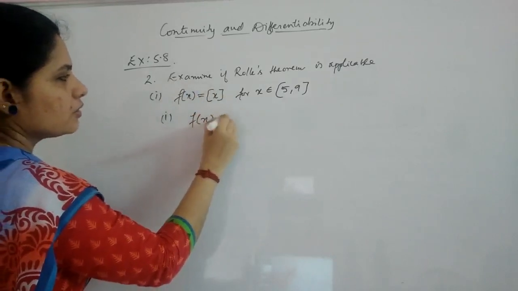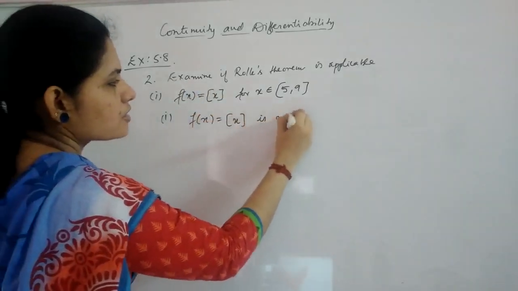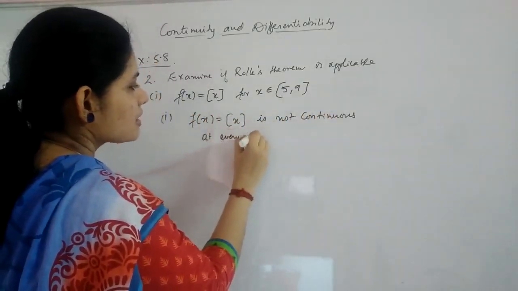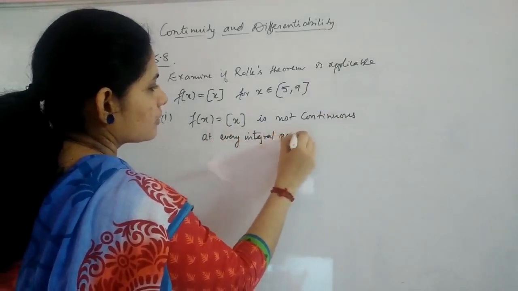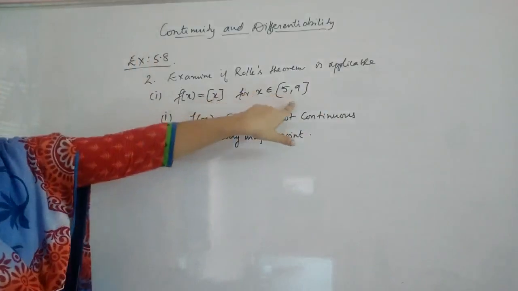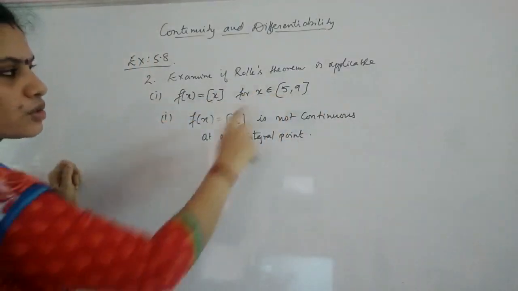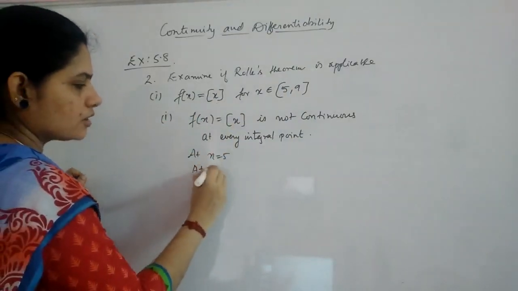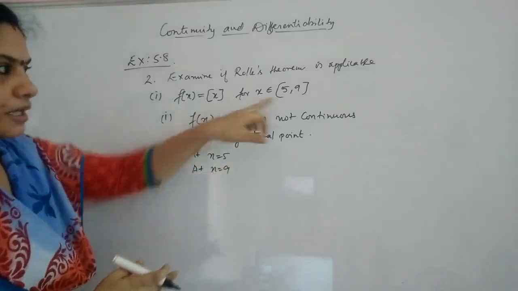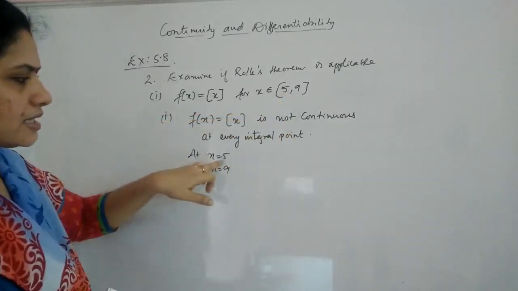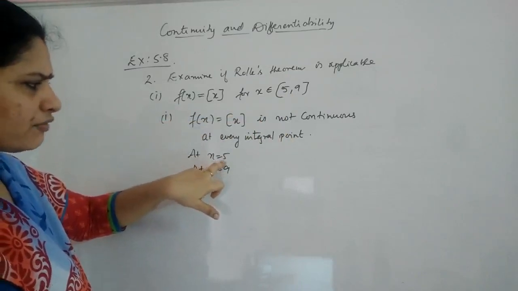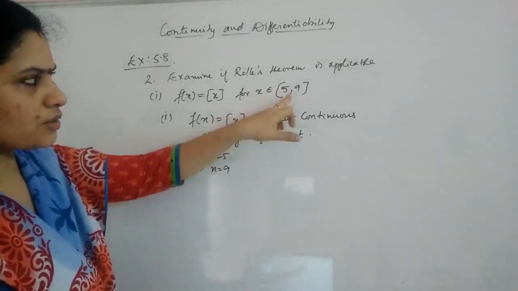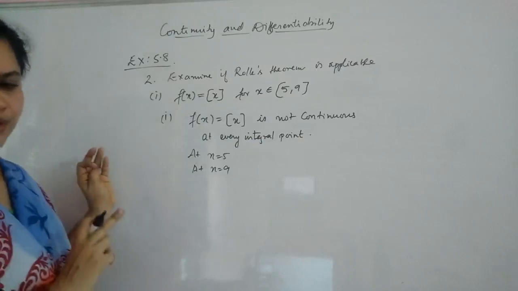See, f of x equal to greatest integer of x is not continuous at every integral point, right? And you have to check the continuity in the closed interval 5 comma 9. The meaning of closed interval 5 comma 9 is at x equal to 5 it should be continuous, and at x equal to 9 it should also be continuous, because this is closed interval. So since 5 is an integer, at 5 it is not continuous, at 9 also it is not continuous. The remaining in between you have actually 6, 7, 8. At those points also it will not be continuous.